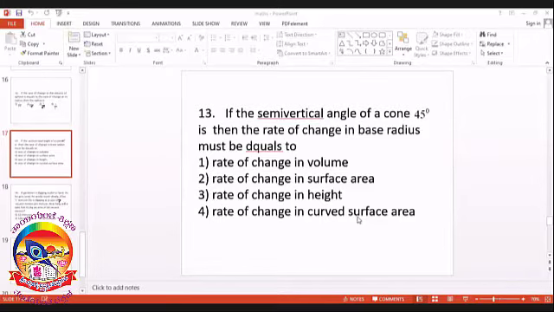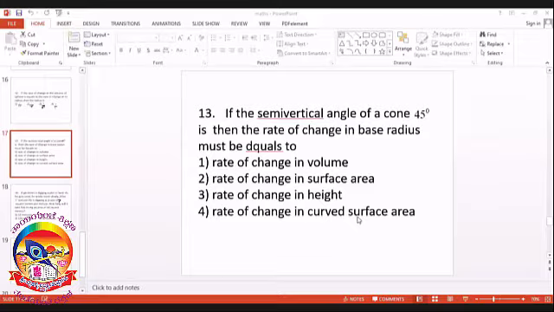First option, rate of change in volume, that means dV by dt. Second one is rate of change in surface area, that means dS by dt. Third one is rate of change in height, that means dh by dt. Fourth one is rate of change in curved surface area. Here the semi-vertical angle of a cone is 45 degrees, then the rate of change in base radius must be equal to which of the following options.